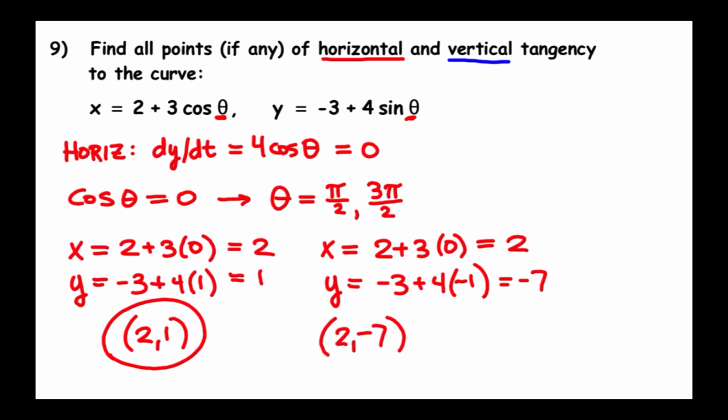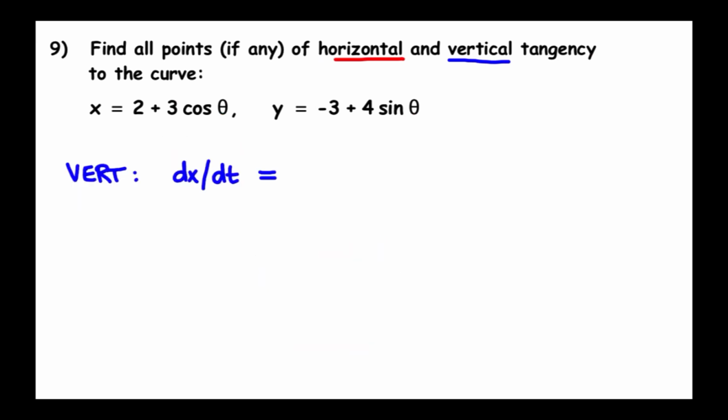So this shape has its horizontal tangents at (2, 1) and (2, negative 7). And now we'll try out the vertical tangents. As we know with the vertical tangents, dx/dt has to be 0. And dx/dt is going to be negative 3 sine theta. We'll set that equal to 0.